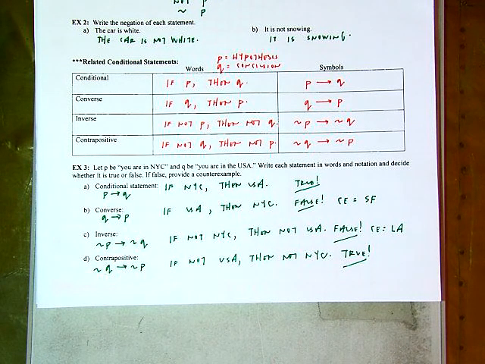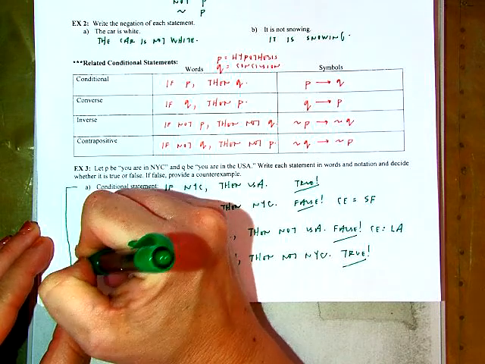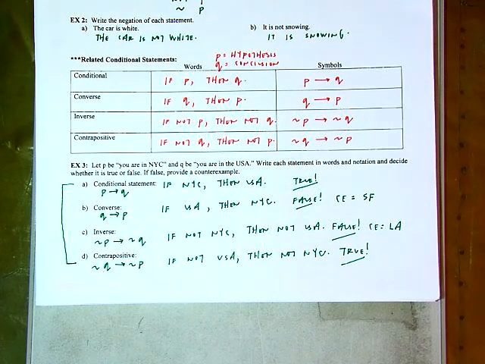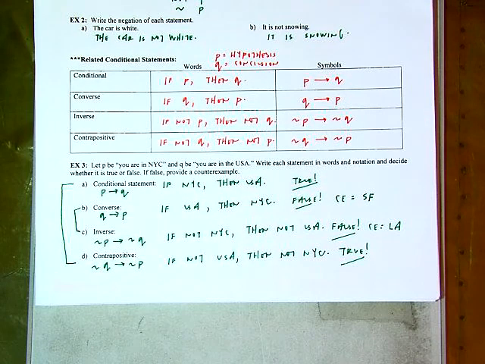Okay, one thing I'm going to formalize when we look at the second sheet is that these will always go hand in hand. So my conditional and contrapositive will always be both true or both false. The converse and the inverse will either be both true or both false. Those will always go hand in hand.